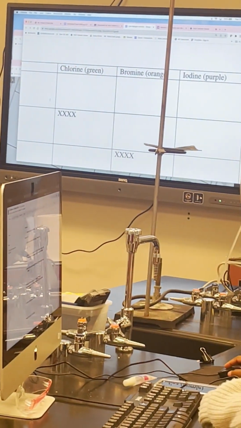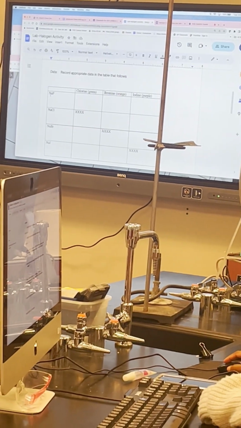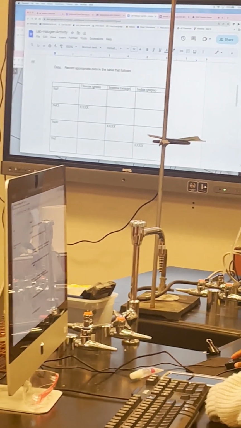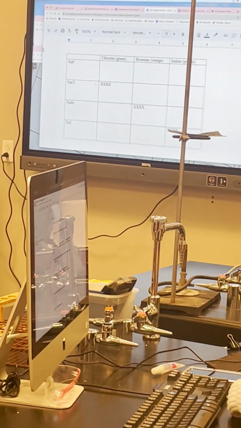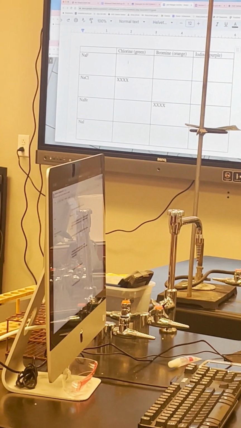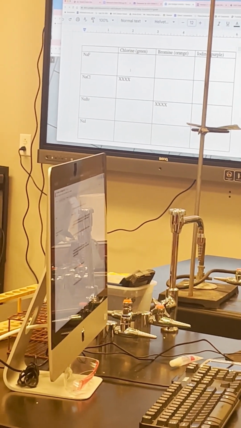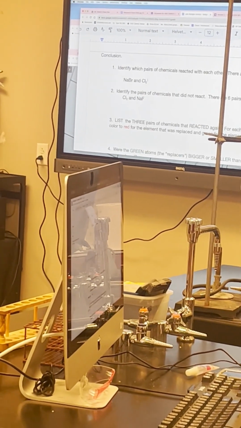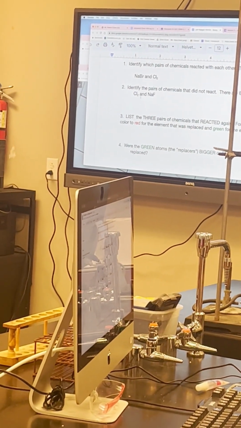Yes? I only wrote one. You have to figure out the other 2. So I'm getting you started. Can you go down? Yeah. So this is one of the pairs that did not react. Chlorine and NaF. See what I mean by pairs? So come down here. There are 6 pairs. This is one of the 6.